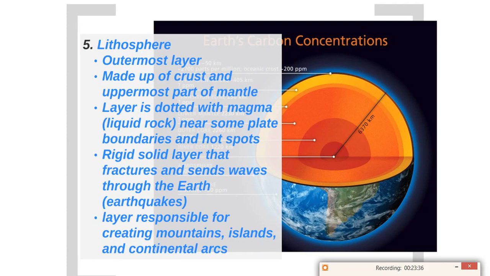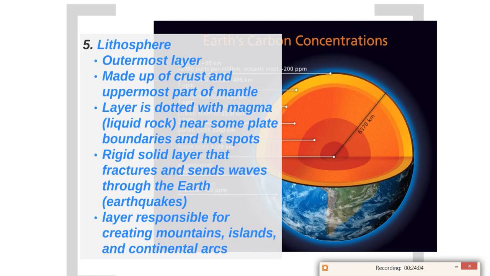It's a real rigid, solid layer that fractures, and when it fractures, it sends waves through the Earth. This is what we call earthquakes. It is the layer that's responsible for creating mountains, islands, and continental arcs. And again, not all islands, but, well, we'll talk about it.